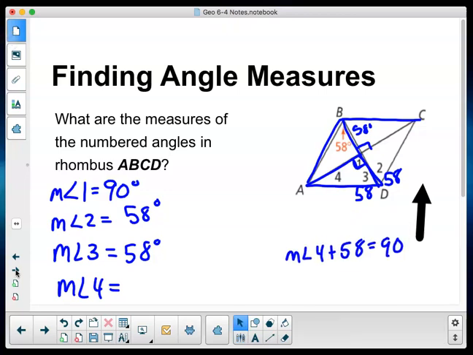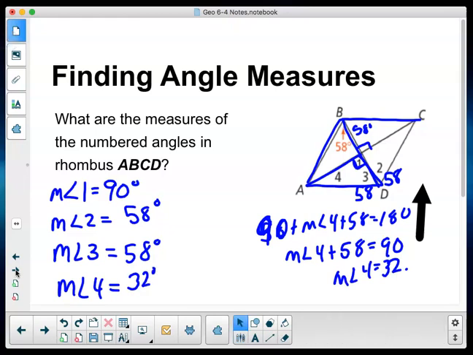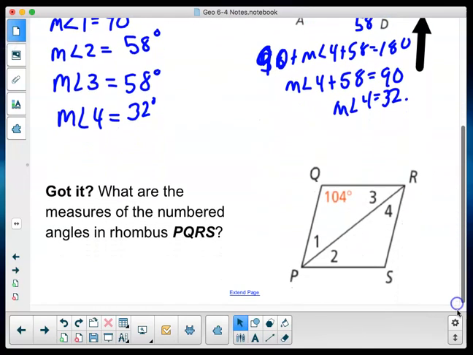And here's the thing. If I back that up and say 90 plus the measure of angle 4 plus 58 is equal to 180, and I just subtract the 90, that's where I'm getting this next relationship. So I know that this has got to be 32. The measure of angle 4 must therefore be 32 degrees. So that's 32.